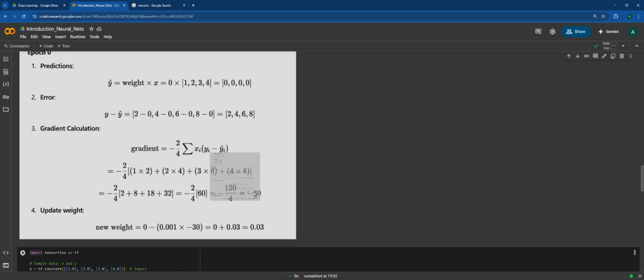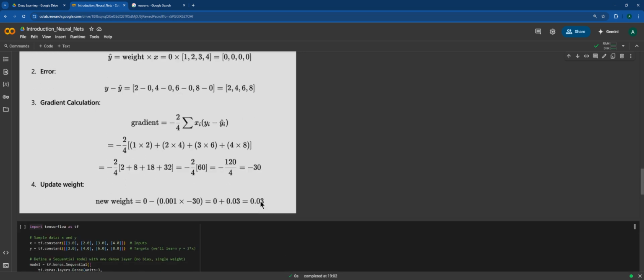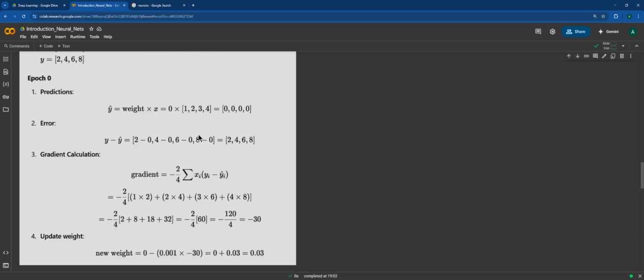So once we calculated the gradient, which was minus 30, update the weight. So new weight equals old weight. Well, old weight was 0, yeah, because we started with 0. Minus learning rate, which was set at 0.001, times minus 30 equals 0 plus 0.03 equals 0.03. So when the loop starts again, this time, this weight is going to be 0.03. Okay? And this process continues until it chooses a weight that finally gives us minimum error.